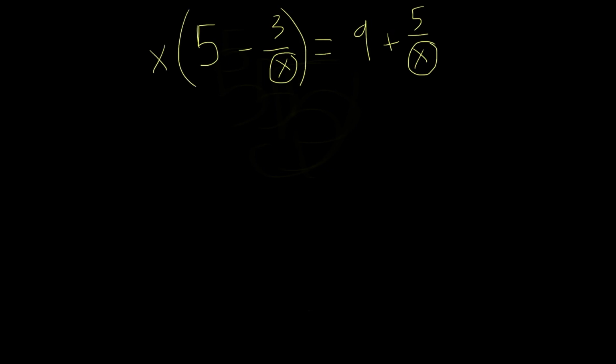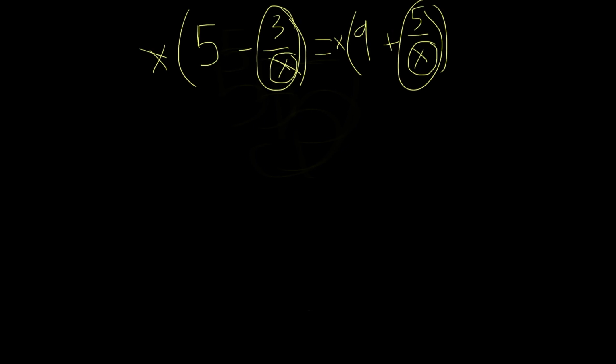We could write this as x times (5 minus 3 over x) is equal to x times (9 plus 5 over x). Because when we're multiplying x to both the terms 5 over x and negative 3 over x, we're getting rid of the denominator because these two cancel out.